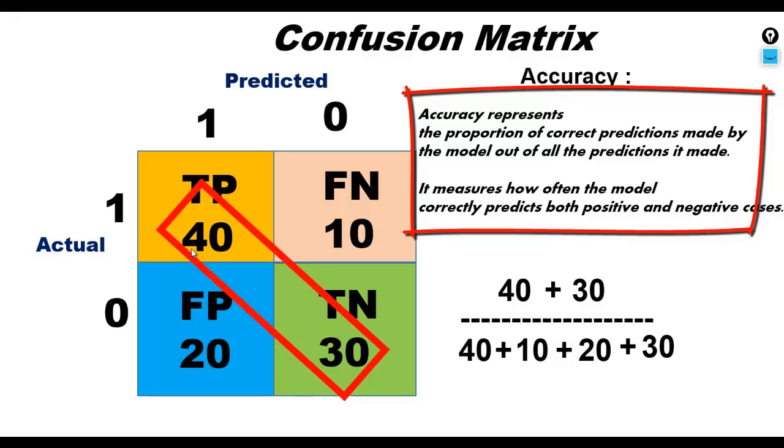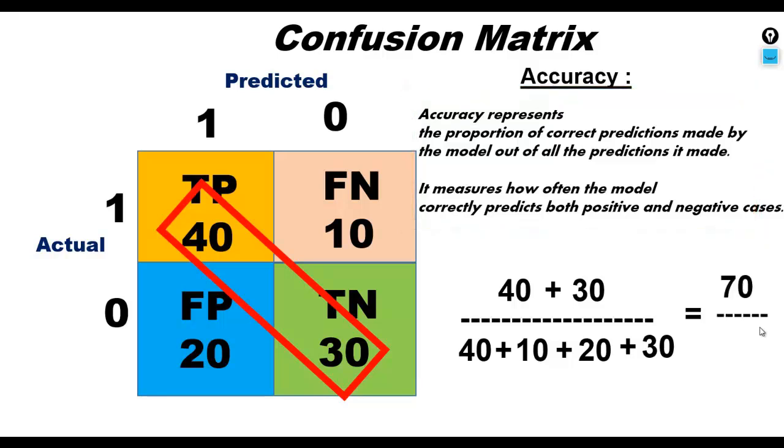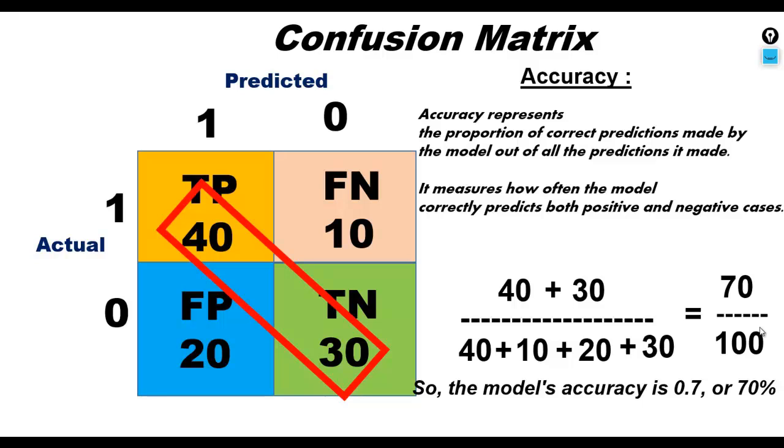These are correctly predicted samples, 40 plus 30, divided by all the samples available in our data set, 40 plus 10 plus 20 plus 30. So output is 70 by 100. So the model's accuracy is 0.7 or 70%. So now from this knowledge, you can easily derive the equation for accuracy, right?